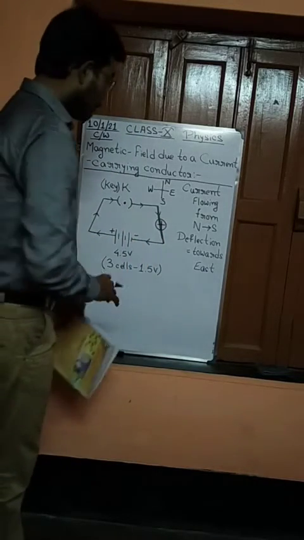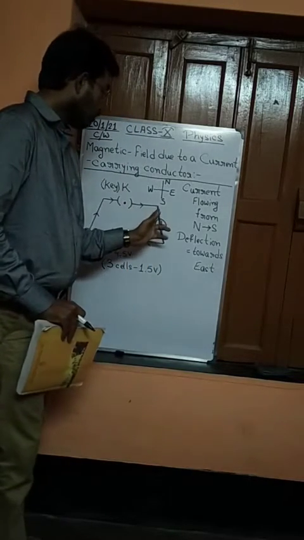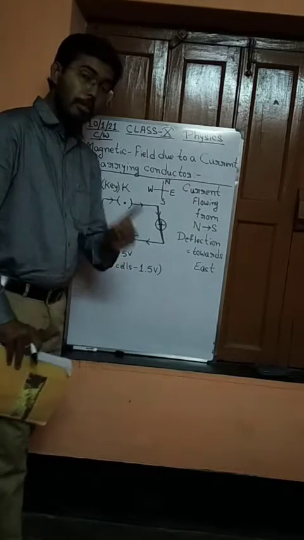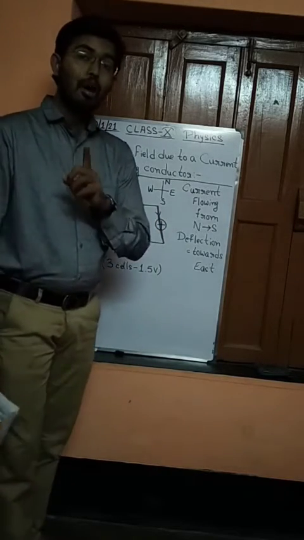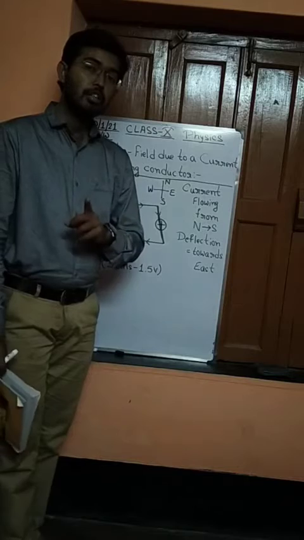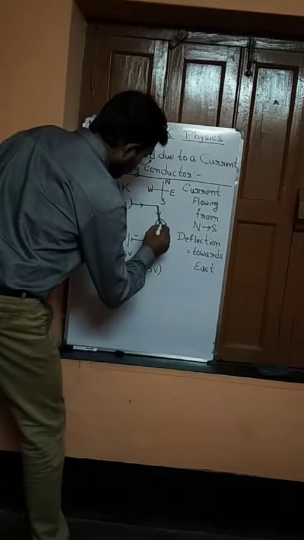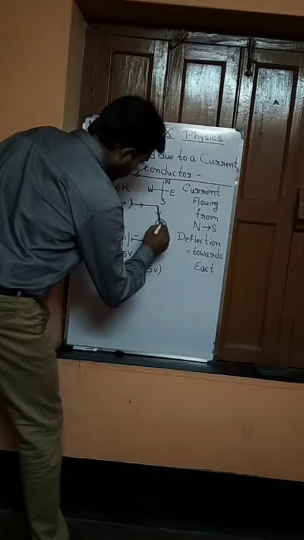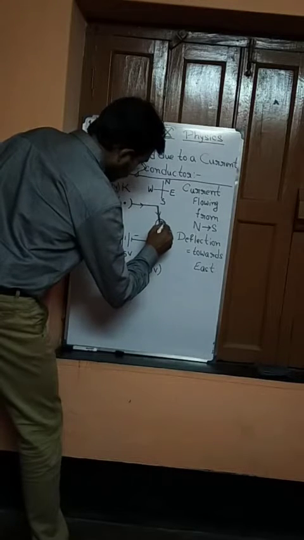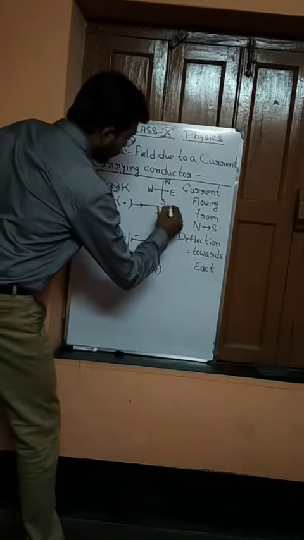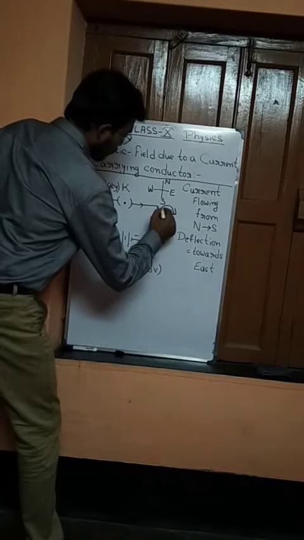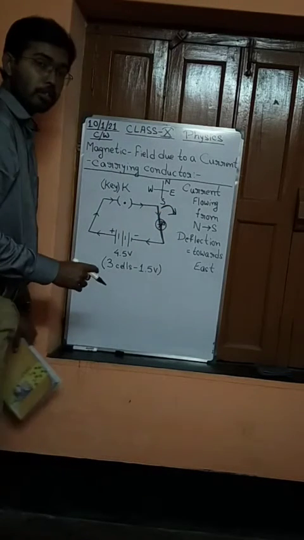Now students, as the current is flowing from north to south, the magnetic compass will show a deflection. So in which direction will the needle shift? So this will be the needle. The magnetic compass needle will shift to here. That is, it will shift in the east direction. It will shift in the east direction, students.